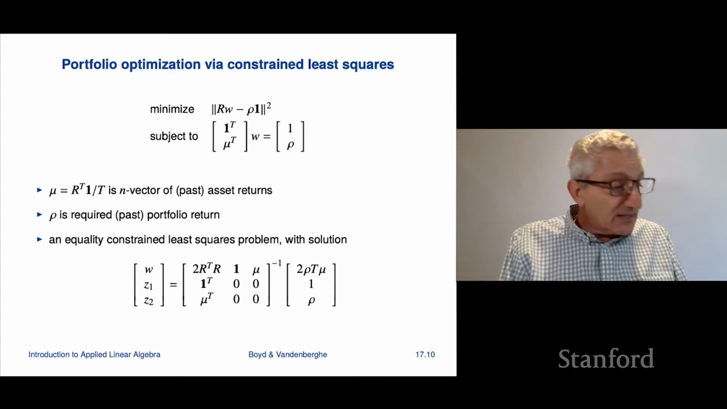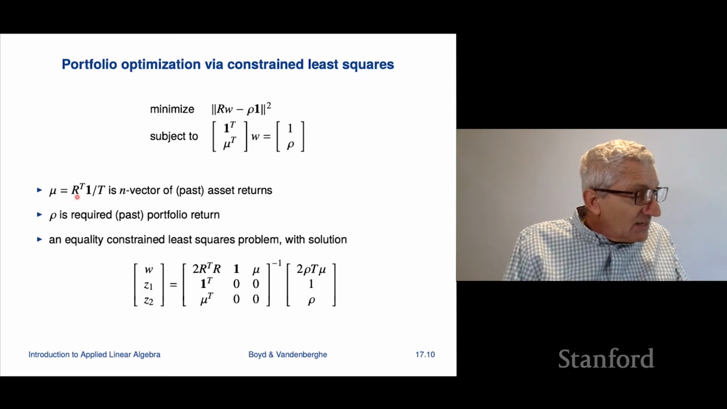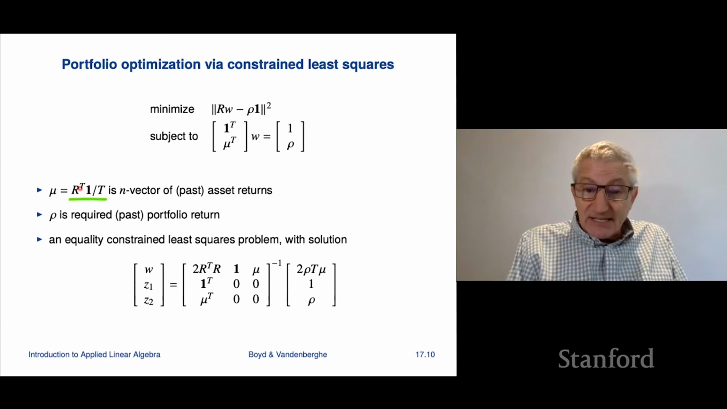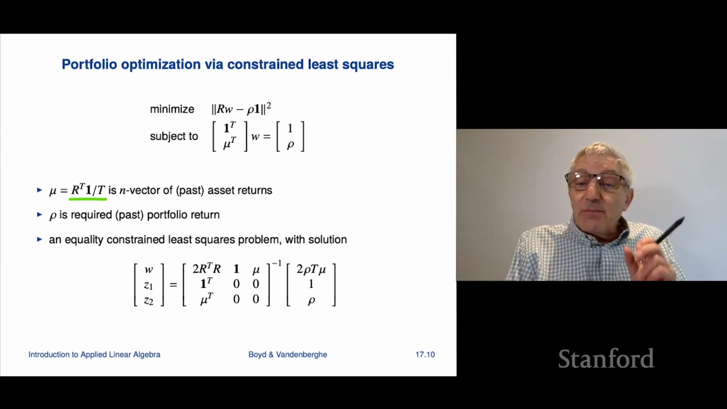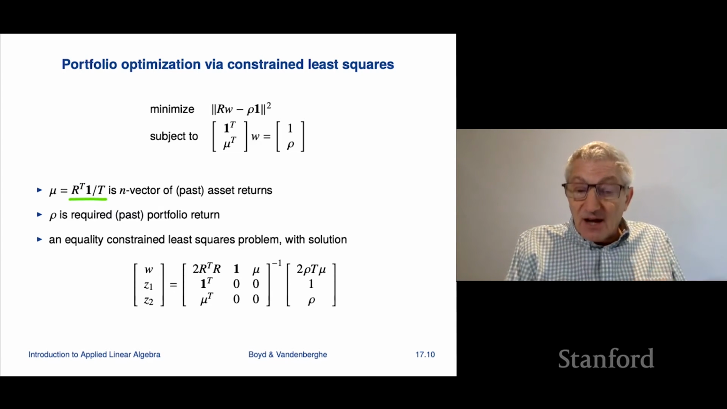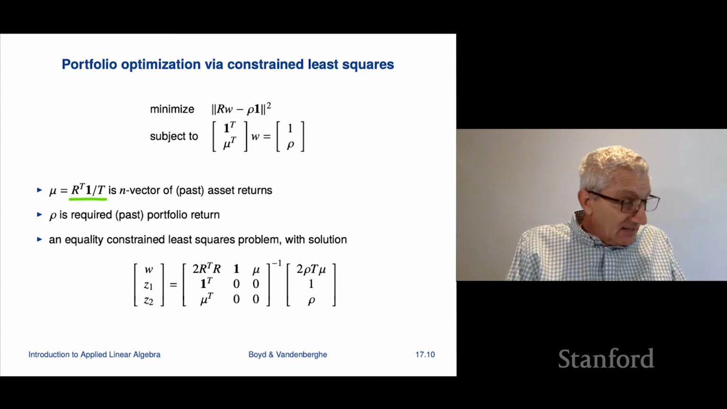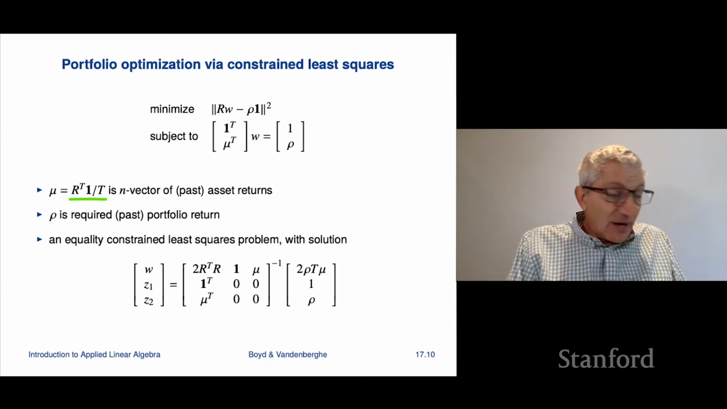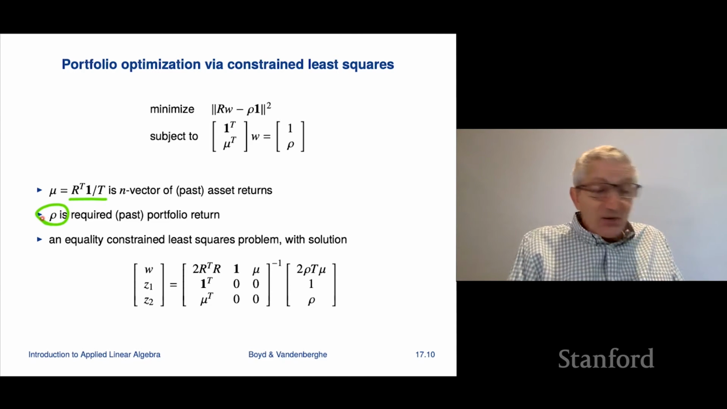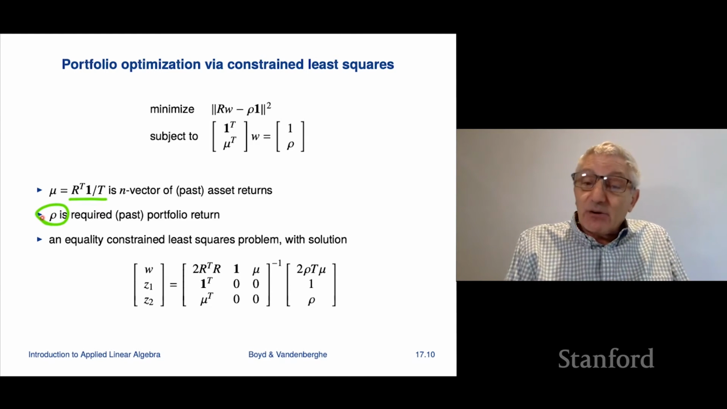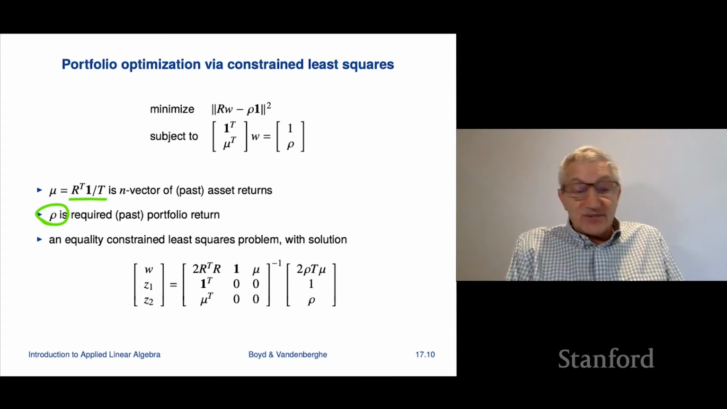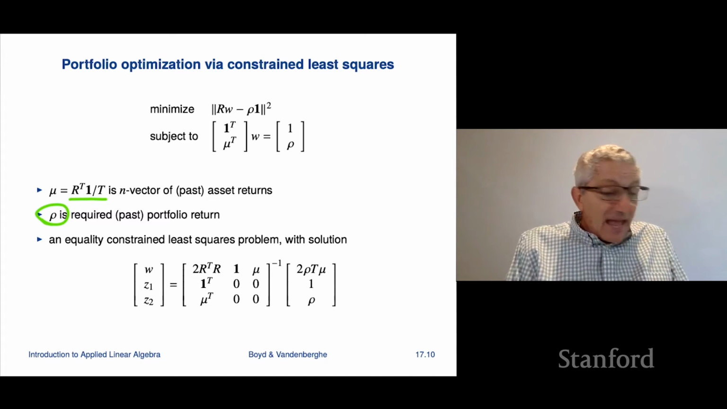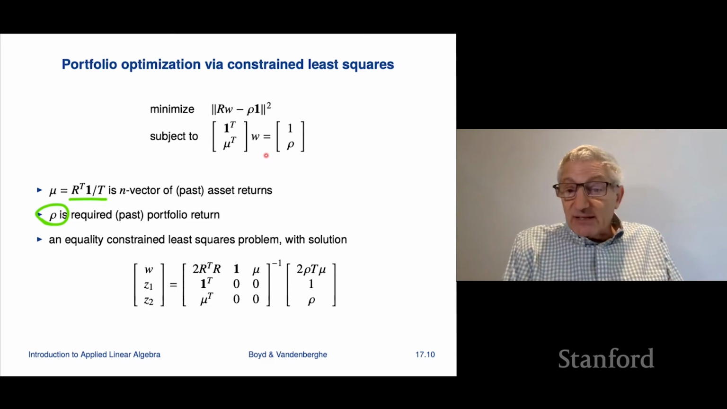And here, I should say what mu is. Mu is R transpose 1 divided by T. That is the vector of the mean returns of each of the n assets, right? So that tells you what that is. Rho, again, is a parameter that we choose. And we're going to vary it because when we vary it, we just get different portfolios with different levels of aggressiveness. And of course, that's an equality constrained least squares problem.